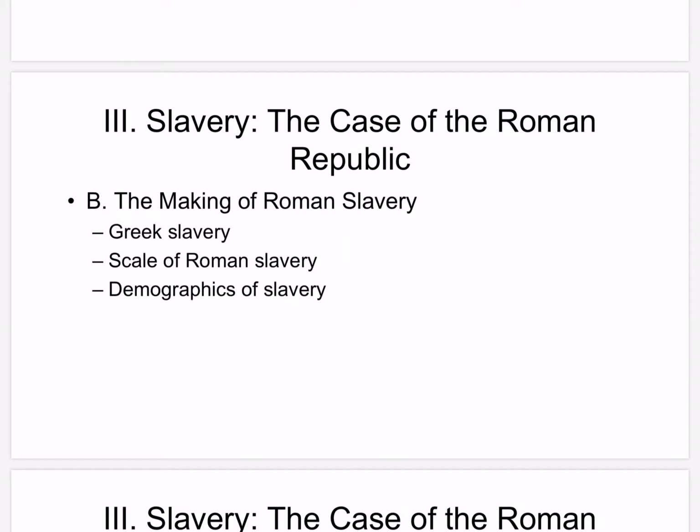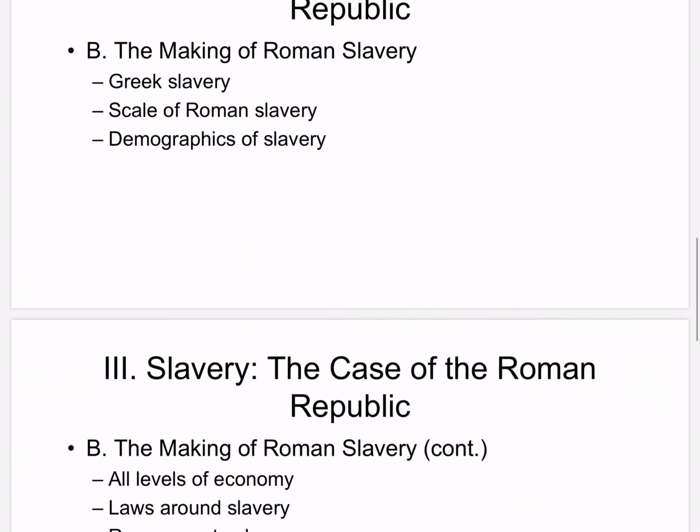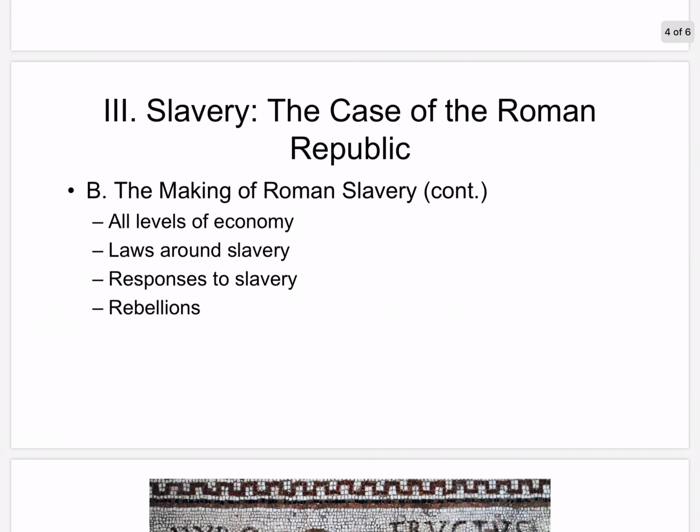But slavery is not associated with a particular ethnic group. There's little serious social critique of slavery, even within Christianity. And slavery was deeply entrenched in Roman society. Slaves did all sorts of work except military service. They performed both highly prestigious and degraded tasks.